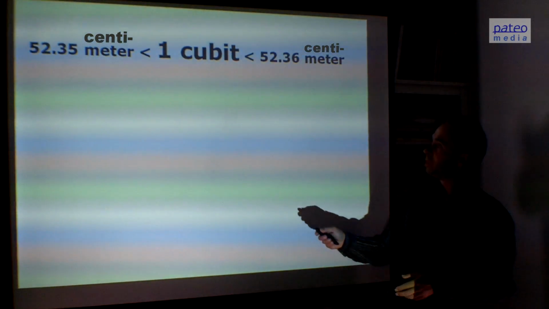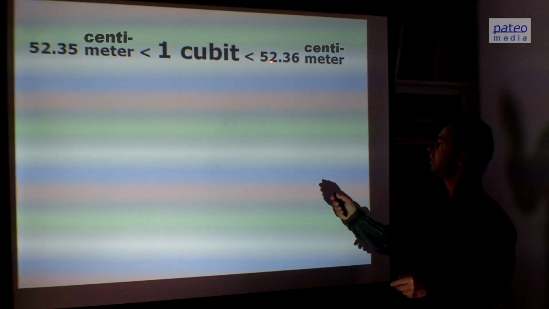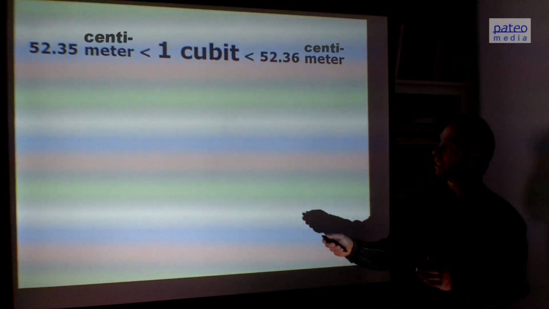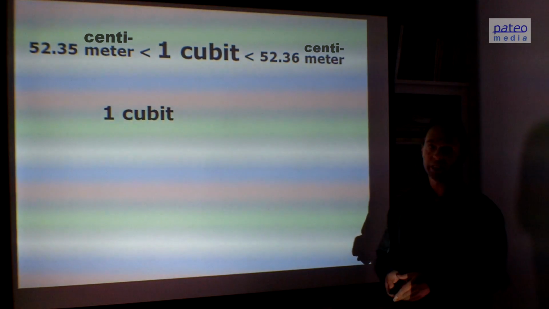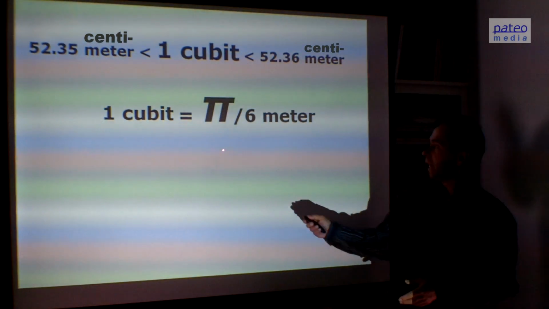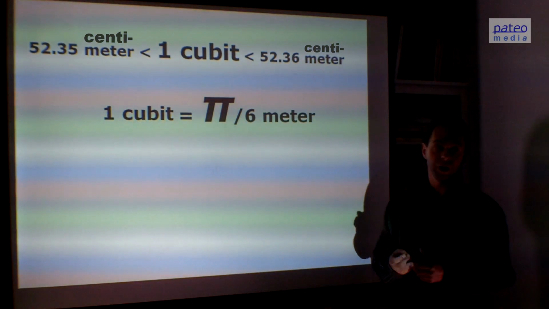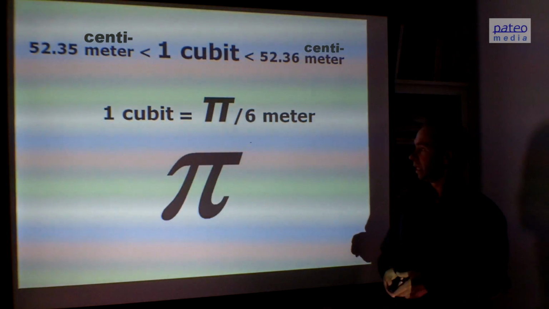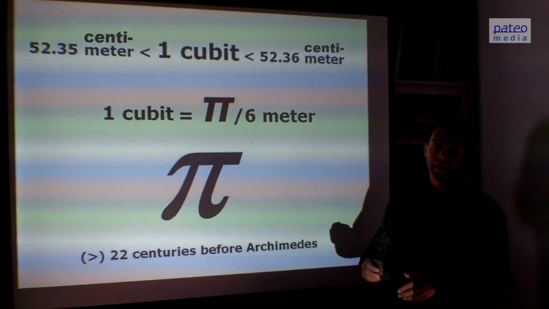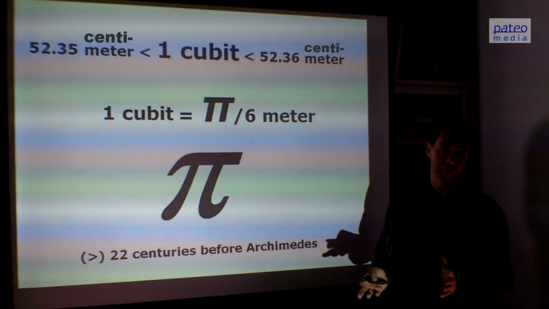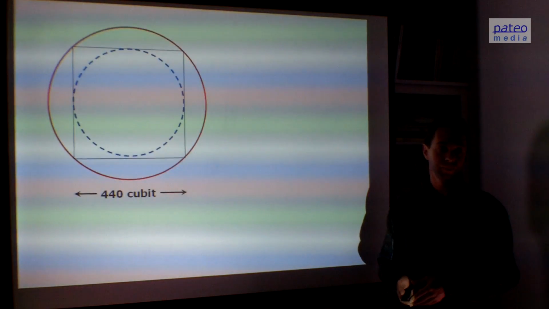1 cubit is between 25.35 centimeters and 25.36 centimeters. It's somewhere in between. Some say this, others say that. But the truth is in the middle. Because 1 cubit is exactly pi divided by 6 meters. That is the shocking truth. The builders of the pyramid knew everything about pi. Long before Archimedes discovered it. At least 22 centuries before. Maybe before Archimedes also people knew about pi, but this pyramid was built much, much earlier. So this is very shocking news.